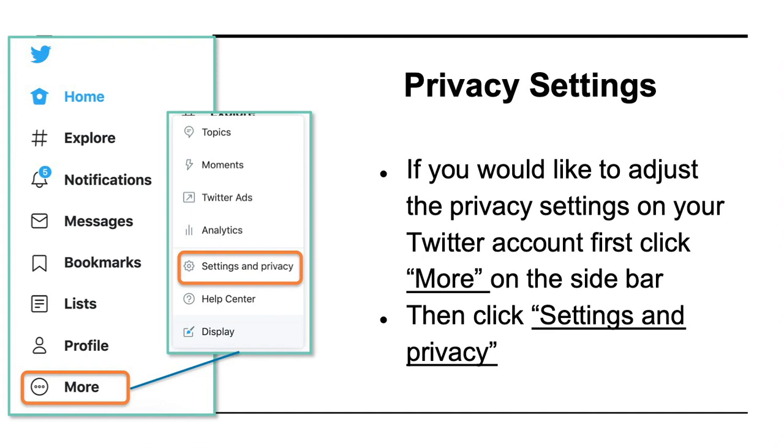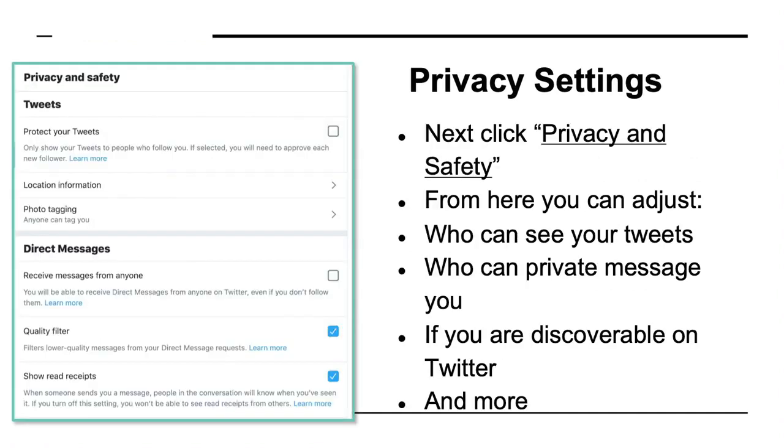Privacy settings. If you would like to adjust the privacy settings on your Twitter account, first click More at the bottom of the sidebar and then click Settings and Privacy, which is just a little gear icon. Next, click Privacy and Safety. From here, you can adjust who can see your tweets, who can private message you, and also if you are discoverable on Twitter, and more.